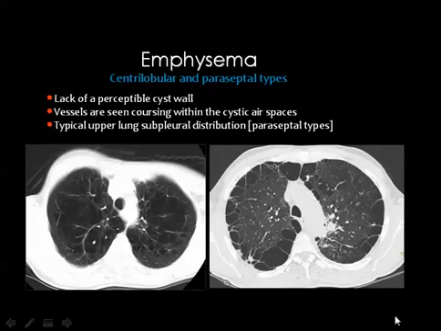Then we have two types or three types of emphysema: the centrilobular, the paraseptal, and the mixed type. Centrilobular emphysema means that the emphysematous bullae are distributed in the central part of the lung. Paraseptal means that the emphysematous bullae are located in the subpleural location. And this is the classic distribution for emphysema, the paraseptal one.